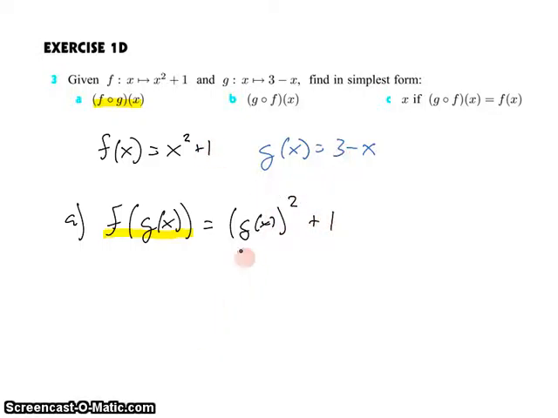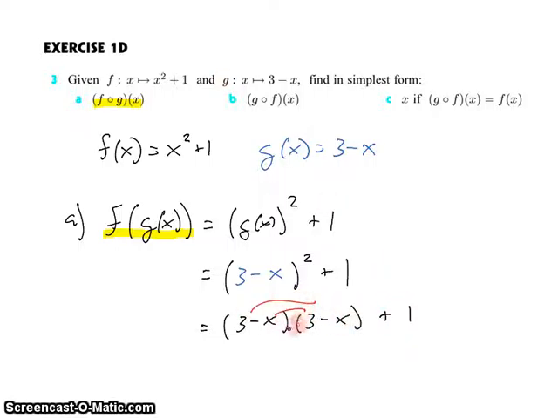But I know what g of x is. It's 3 take x. So I could also write this as 3 take x squared plus 1. And now what I have is my composite function f of g of x. It just needs to be simplified. I'll FOIL this term out. So this is 3 take x times 3 take x plus 1. We'll have to do first, inner, outer, and last.